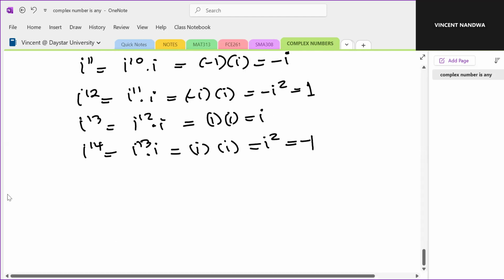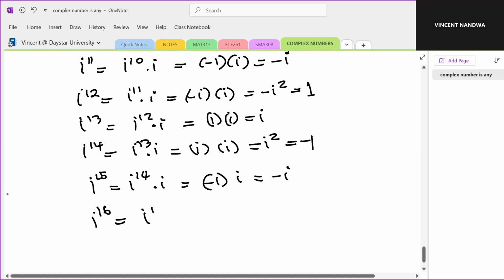Maybe let's go up to 16, and then maybe we can stop there and see what's happening in general. i power 15 is i power 14 times i, which is -1 times i, and this would be minus i. Then i power 16 is the same as i power 15 times another i, which is minus i times i. And this will be negative i squared, and the answer will be positive 1.